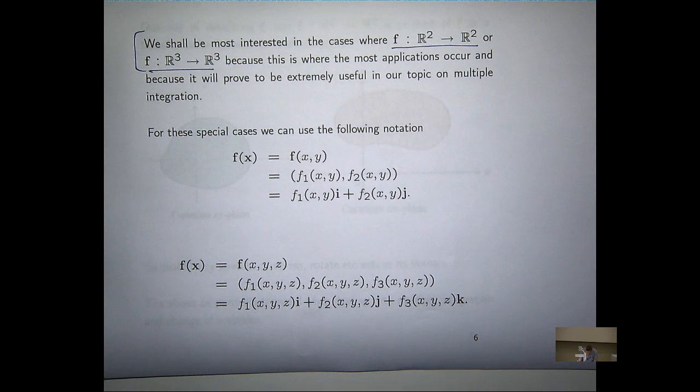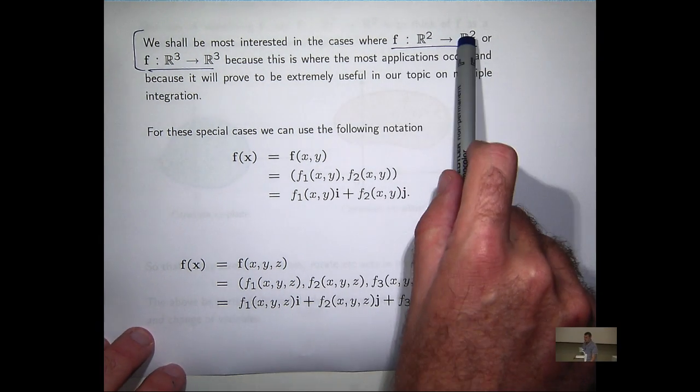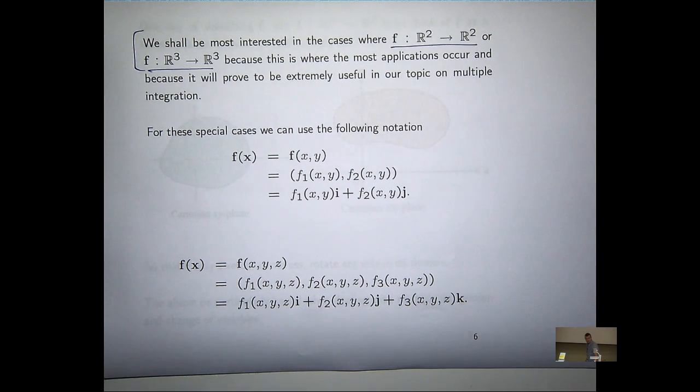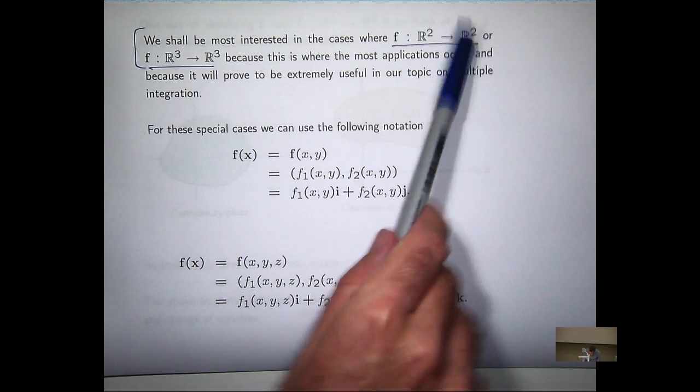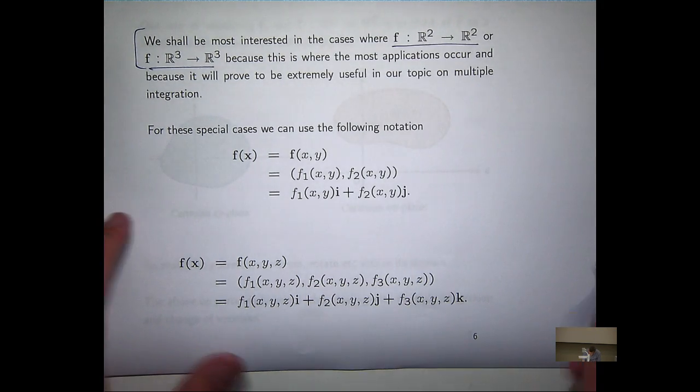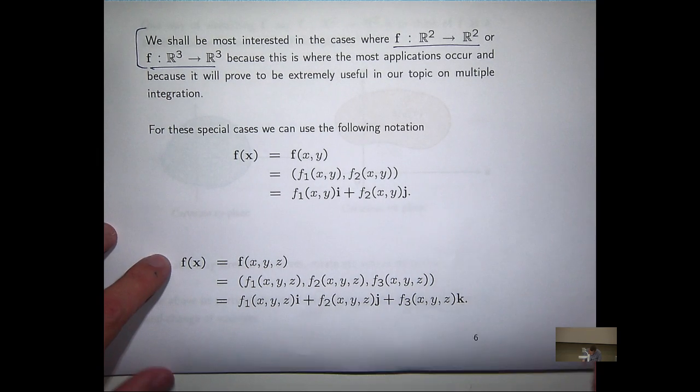Our interest in these two cases lies, I guess, for two reasons. Firstly, this is where the most physical applications occur. And secondly, especially in the case where f maps R squared to R squared, this is going to be very important when you do integration. So in the second half of this course, you are going to look at integrating over regions like 2-dimensional, 3-dimensional regions, and this is going to be important. So again, you can use this type of notation.